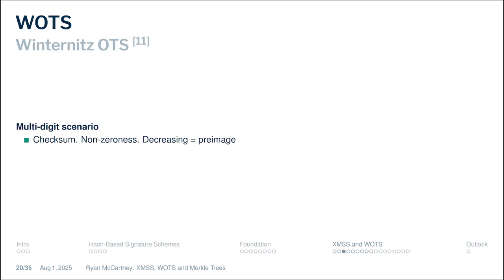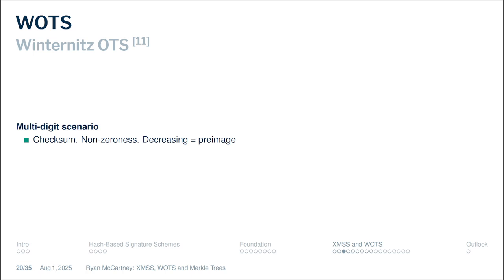So we still compute the checksum as the remaining number of times the hash function has to be applied to this signature of the message part, but we just sum it up for every digit. So if you have two digits, where one digit needs to be applied 10 times and one 3 times, you now have the checksum of 13.